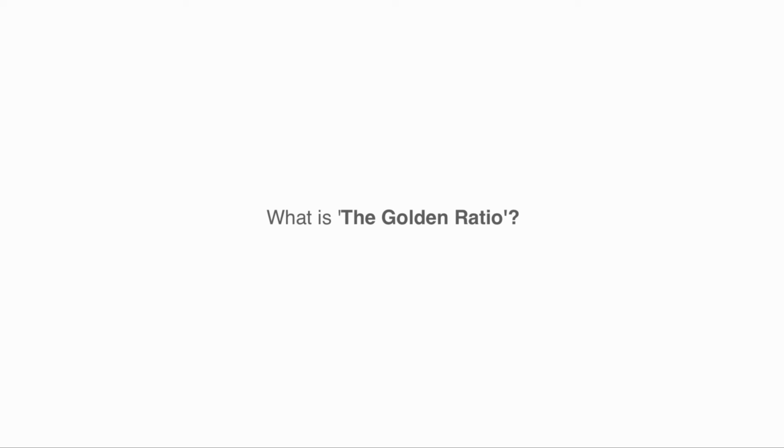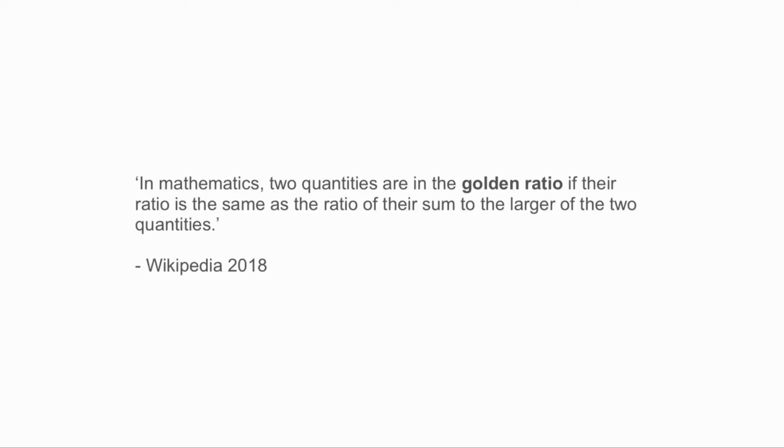What is the golden ratio? To quote Wikipedia, in mathematics, two quantities are in the golden ratio if their ratio is the same as the ratio of their sum to the larger of the two quantities. So if you're already feeling alienated from that, which I expect you are, don't worry, hang in there.